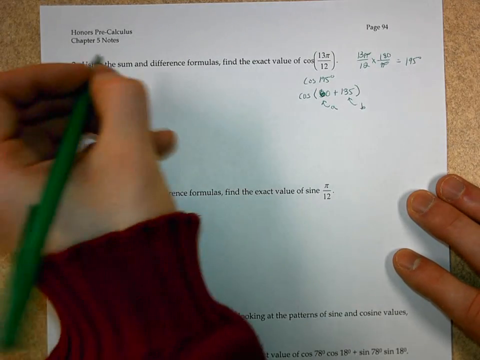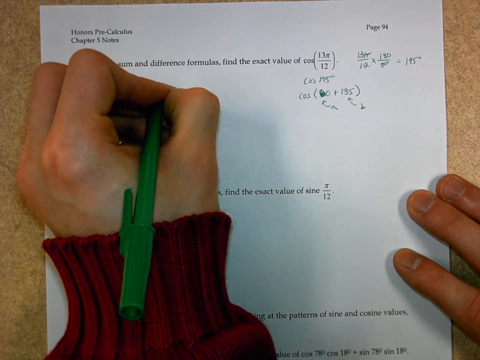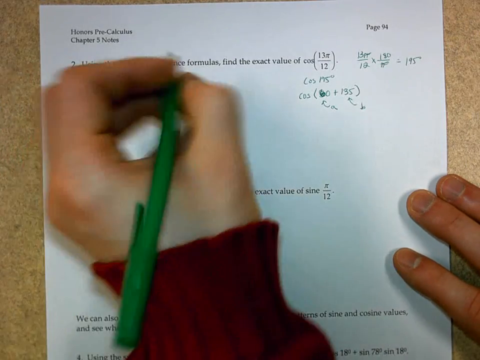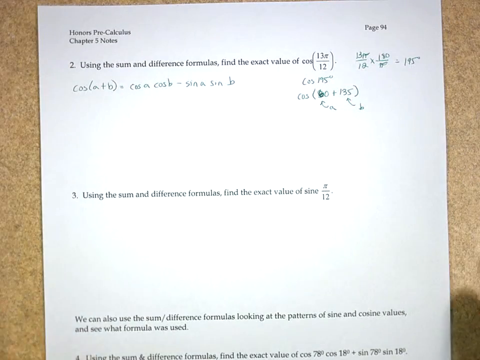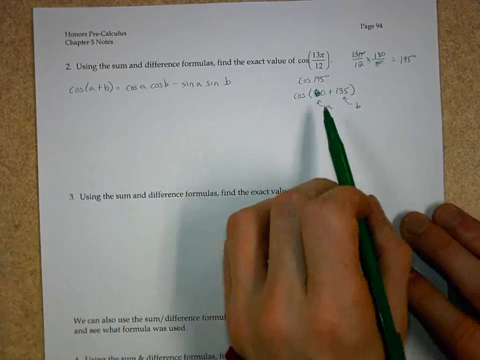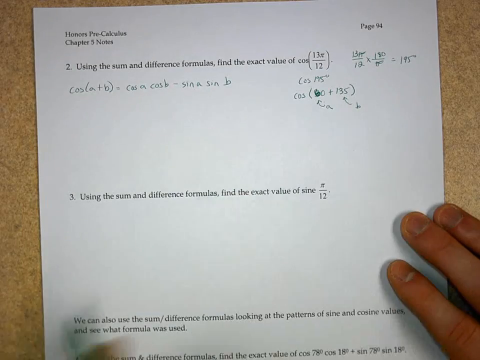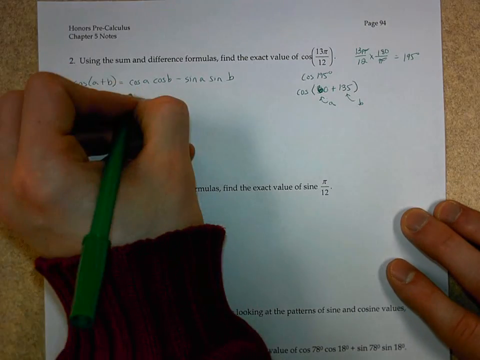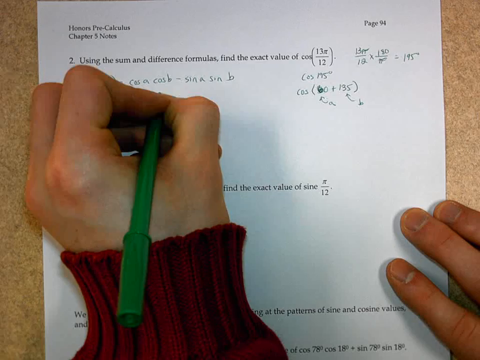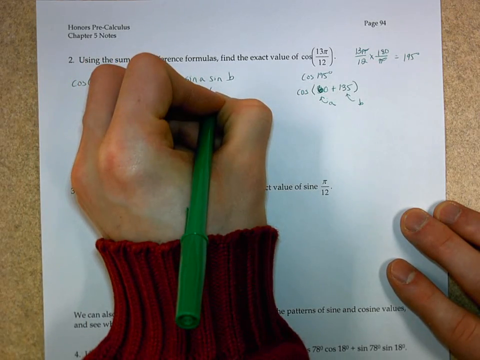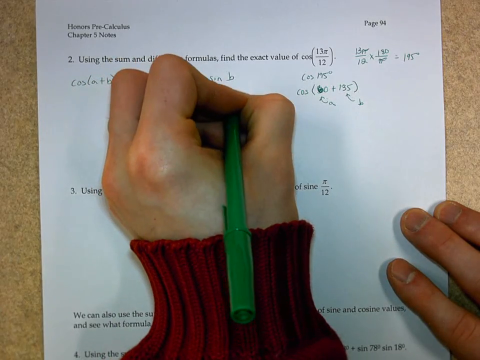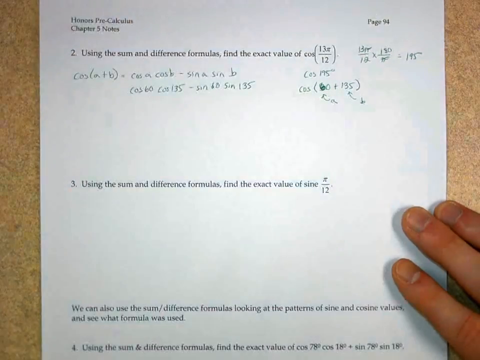Cosine of A plus B is the cosine of A, cosine of B, minus sine of A, sine of B. And I say A is 60 degrees and B is 135 degrees. So the cosine of 60, cosine of 135, minus the sine of 60, sine of 135.